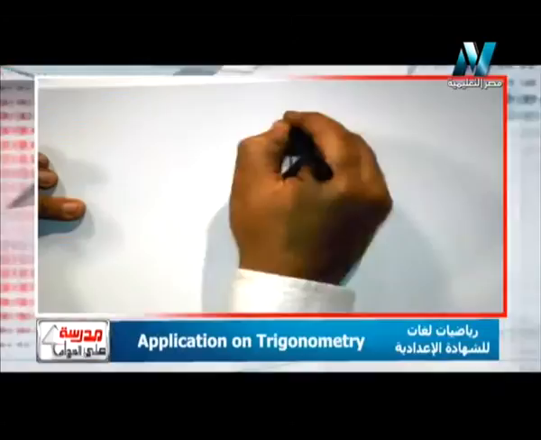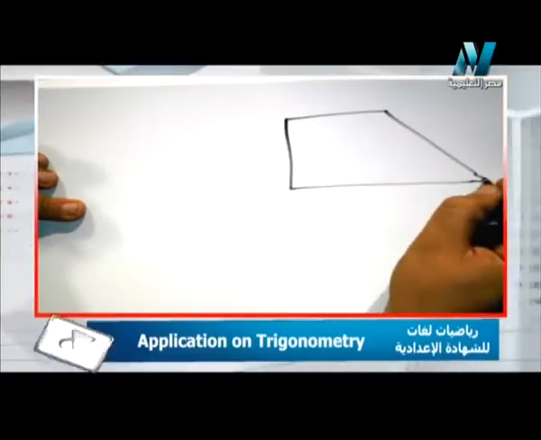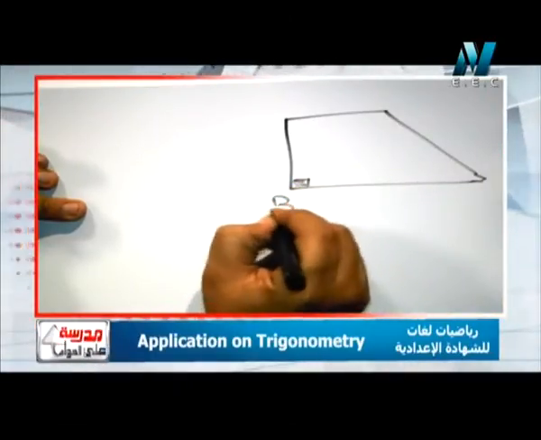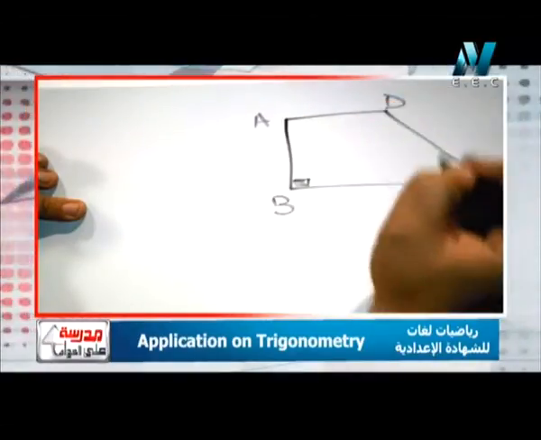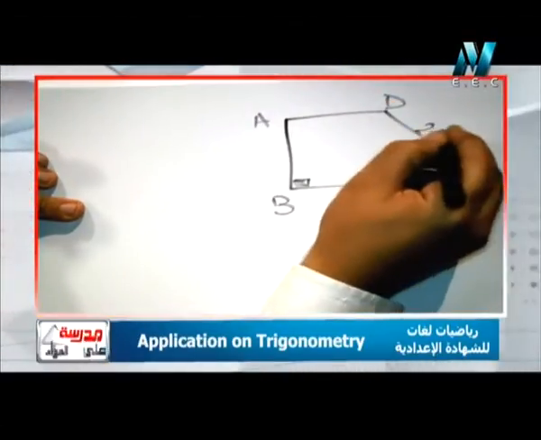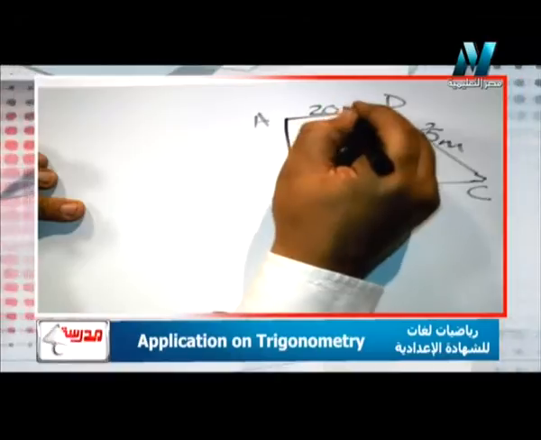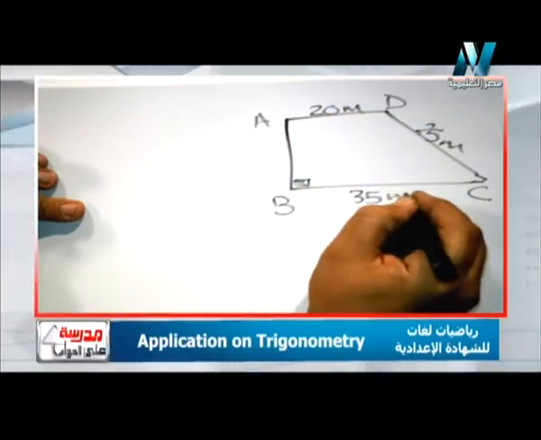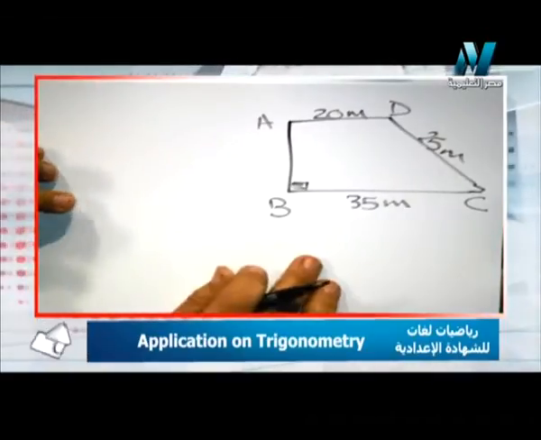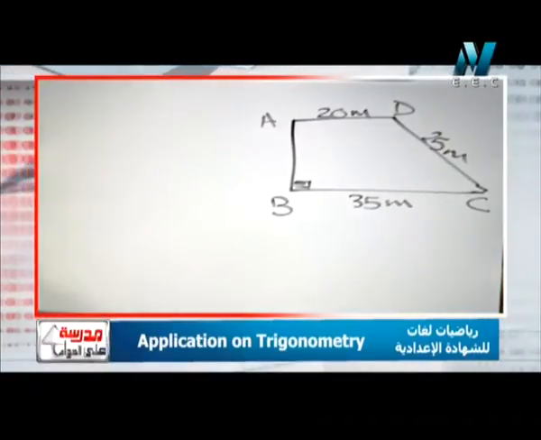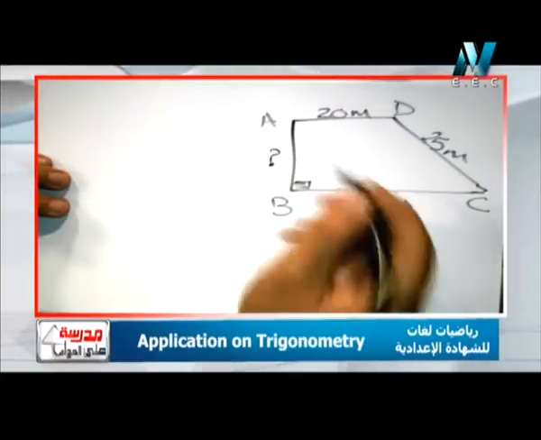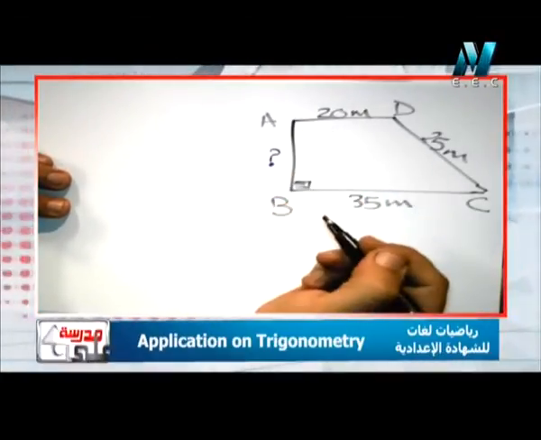find measure angle C. So let's draw the trapezoid, and it's not an isosceles trapezoid as you see, it's a right angle trapezoid. So we have here a right angle trapezoid. This is B, this is A, D, and C. And this is 25 meters, and this is 20 meters, and this is 35 meters. The first required is how can I find the length of AB, which is the height of the trapezoid.